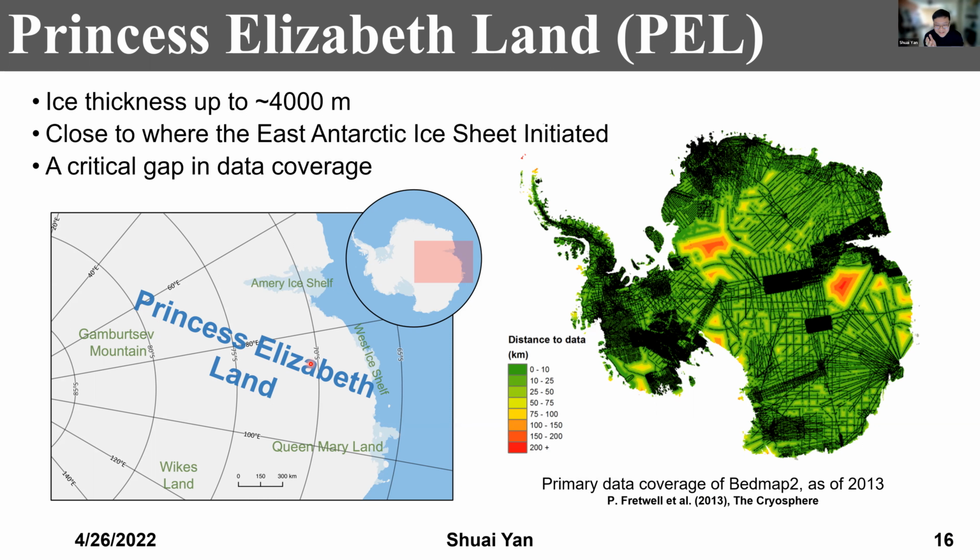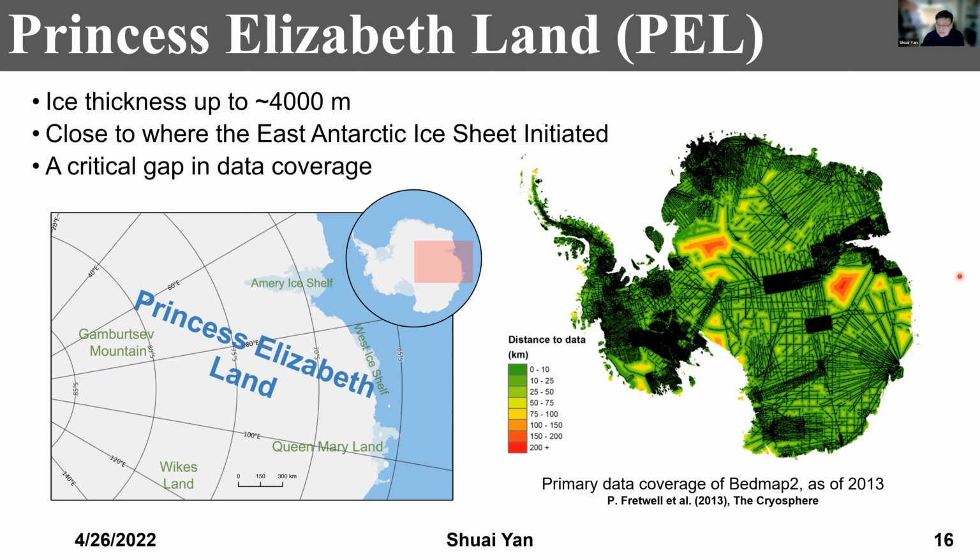And we didn't have any data up until a few years ago. On the right is the data coverage map of BedMap2, the current version of BedMap. BedMap is a database for basal topography and ice thickness. So if you do, say, reconstruction of the ice sheet behavior in the past, or do predictions about the ice sheet behavior under this warming climate, you have probably used this database multiple times.